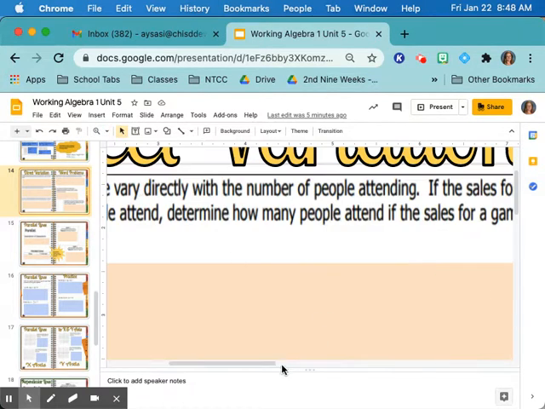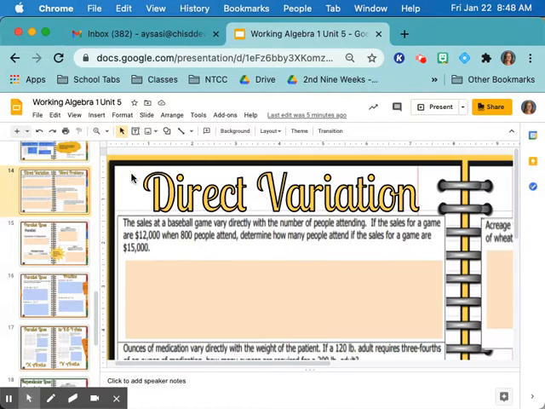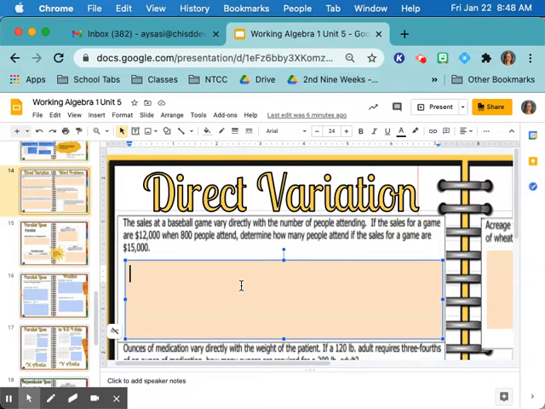So the first one is, nope, that is too zoomed in. The sales at a baseball game vary directly with the number of people attending. If the sales for a game are $12,000 when 800 people attend, determine how many people attend if the sales for the game are $15,000. So it says the sales vary directly with the number of people. So we are going to put sales over number of people.